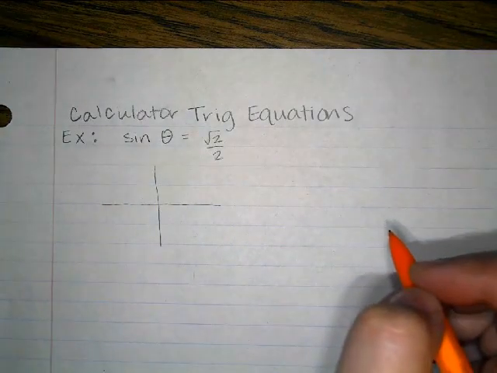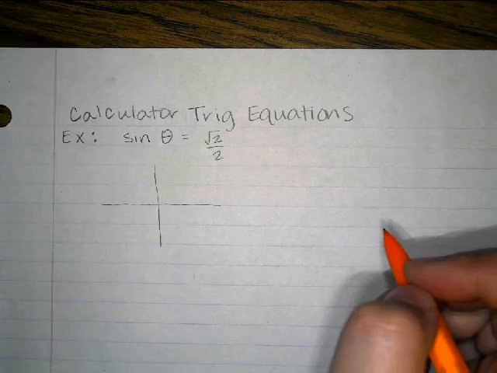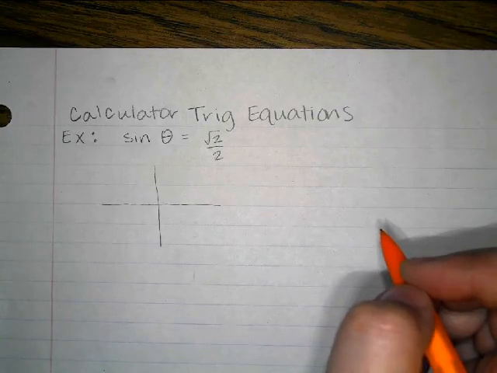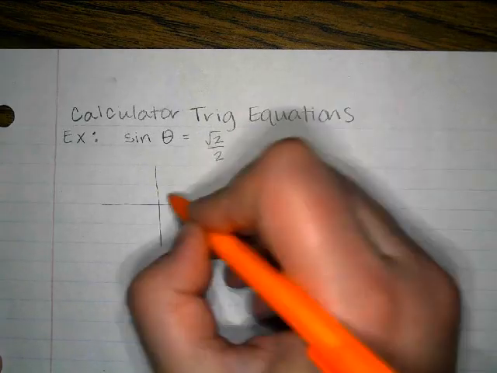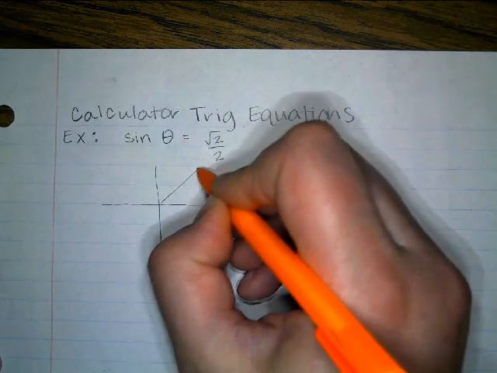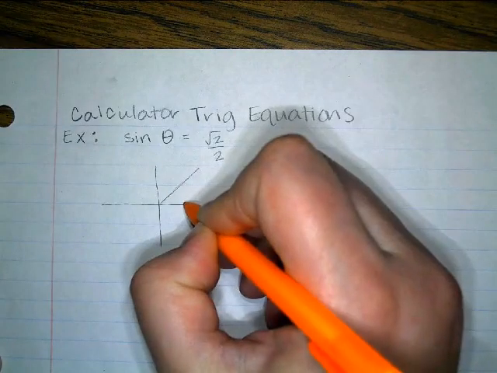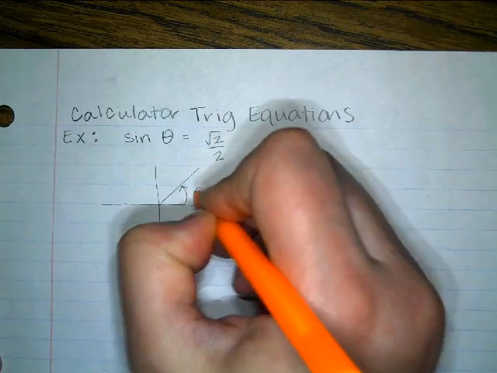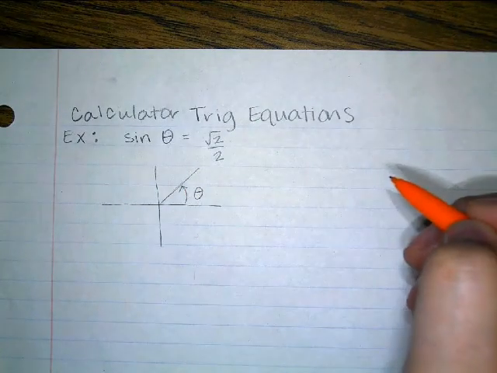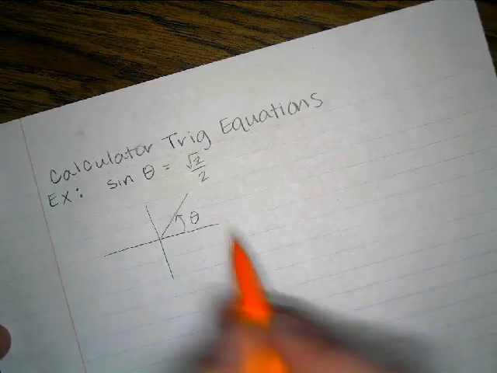Where are those two places? Pi fourths and 3 pi fourths. Okay, so pi fourths is right here. Here is pi fourths. So there's root 2 over 2. So there's your theta. And then the other place is right over here.